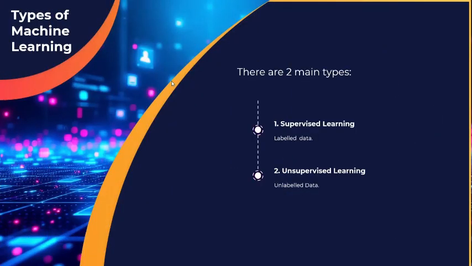So let's go ahead and look at the types of machine learning. There are basically two types of machine learning, that is supervised learning and unsupervised learning. When you talk about supervised learning, we basically look at labeled data being fed into the algorithm. Then when we look at unsupervised learning, we look at unlabeled data being fed into the algorithm. But we shall look at all this one by one in our next slides.